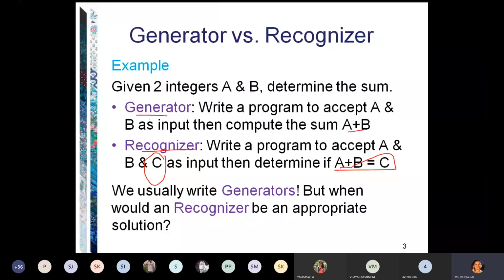So we usually write generators, okay? But when would a recognizer be an appropriate solution? Let us discuss that throughout this course.